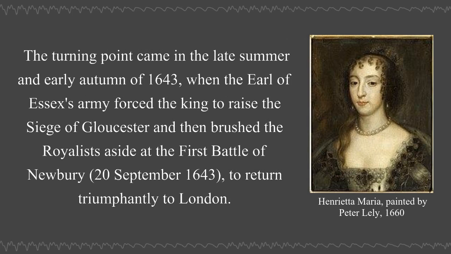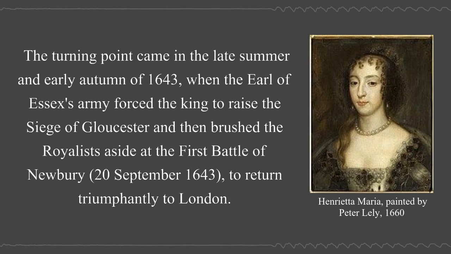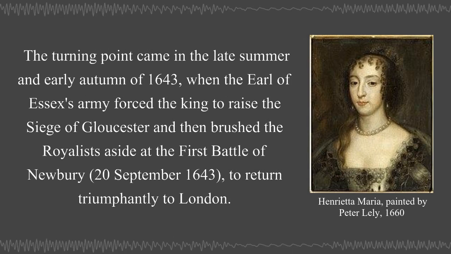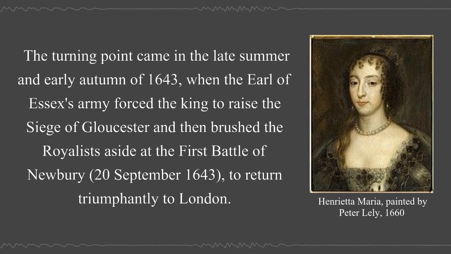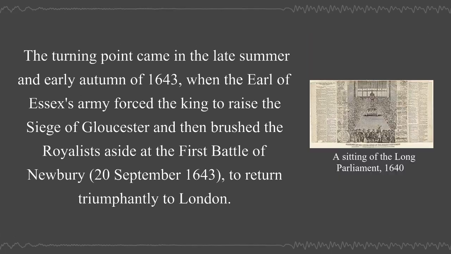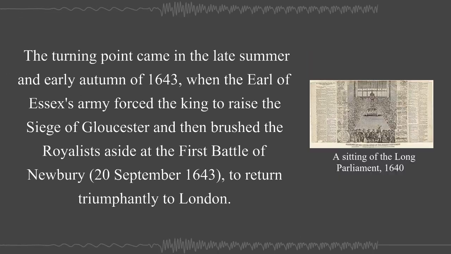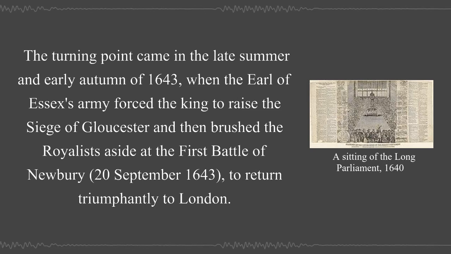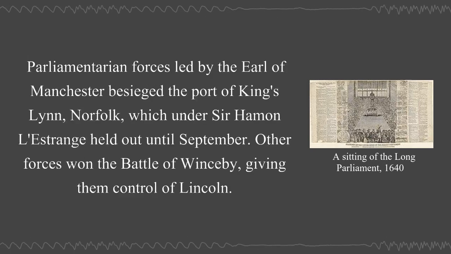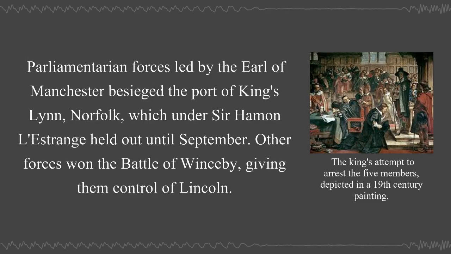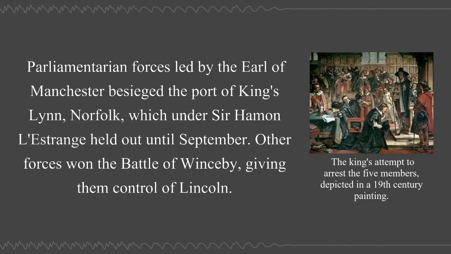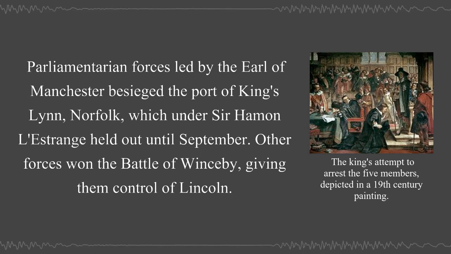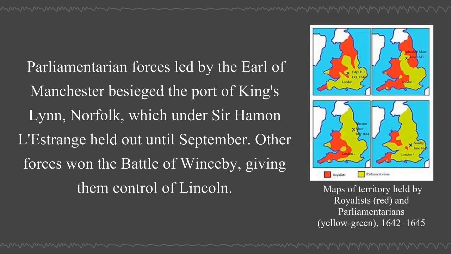The turning point came in the late summer and early autumn of 1643, when the Earl of Essex's army forced the king to raise the siege of Gloucester and then brushed the Royalists aside at the First Battle of Newbury, 20 September 1643, to return triumphantly to London. Parliamentarian forces led by the Earl of Manchester besieged the port of King's Lynn, Norfolk, which under Sir Hamon Lestrange held out until September. Other forces won the Battle of Winceby, giving them control of Lincoln.